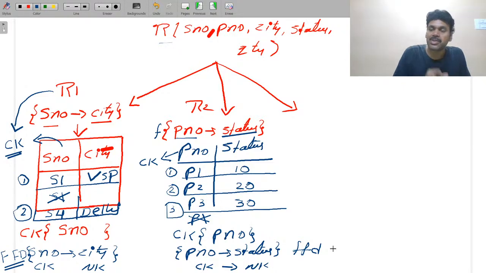Therefore, LHS becomes a key and PFD becomes FFD. So in FFD, you don't have the redundancy of the data, as this is the proof. You don't have any kind of redundancy. Okay, friends. So what about the rest of the table?